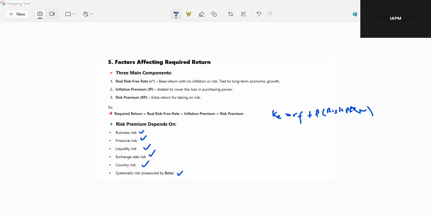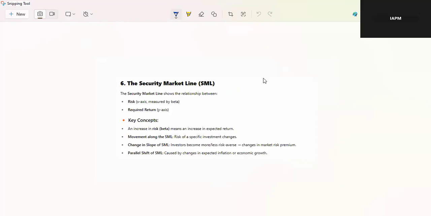And we talked about beta being what? If it's at 1, it is moving along with the market risk. If it's more than 1, it's volatile. If it's less than 1, it's less volatile. So these are some of the factors that affect what? Inflation. So we have what we call the SML, which is the security market line. What is the SML? It is simply the market line that shows the relationship between risk and what? The required rate of return.